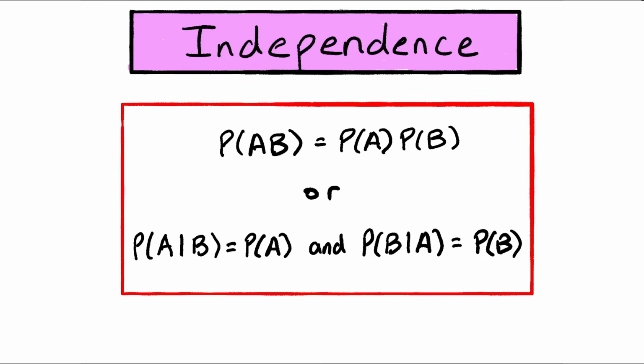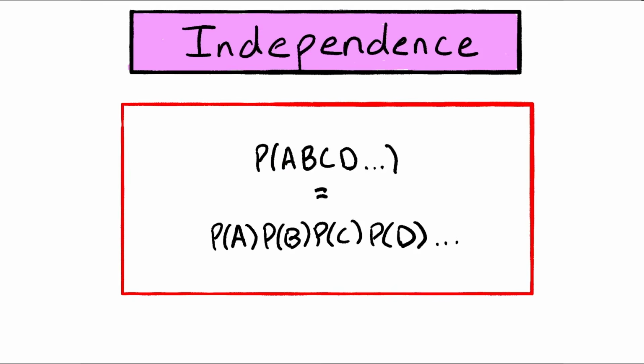The formal definition of independence is that 2 events are independent if the probability of event 1 and event 2 equals the probability of event 1 times the probability of event 2. Or you can also put it that the probability of A given B equals the probability of A, and the probability of B given A also equals the probability of B. In general, if we have a lot of events, for example, A, B, C, D, and so on, they're independent if the intersection of all these events is just all the probabilities of those events multiplied together.